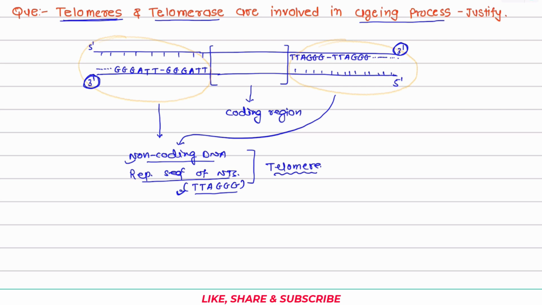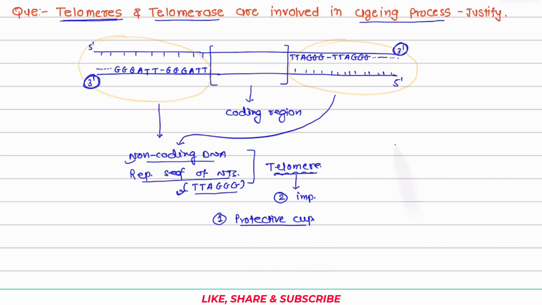Now one natural question arises: this is non-coding DNA, that means it isn't a very important piece of DNA, so why does this telomere exist if it is not coding, right? That is a natural question. The answer is that the telomere has two very important functions. What are these important functions? The first important function is that telomeres serve as a protective cap.